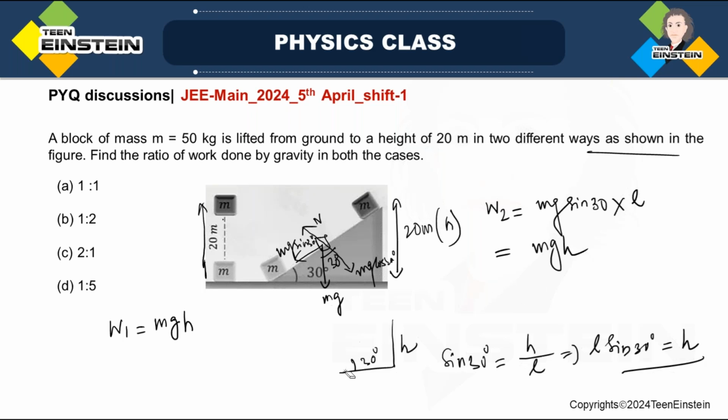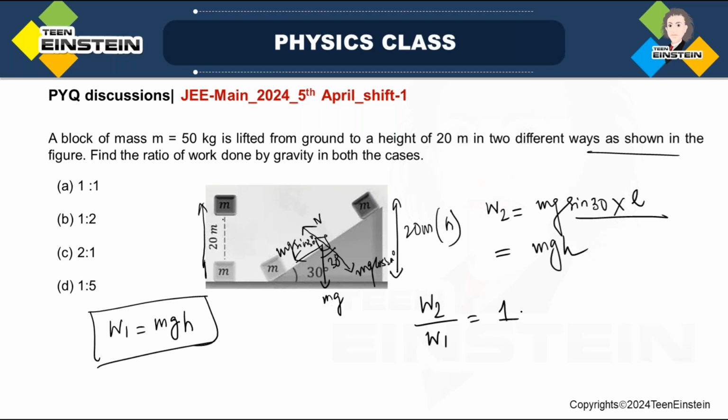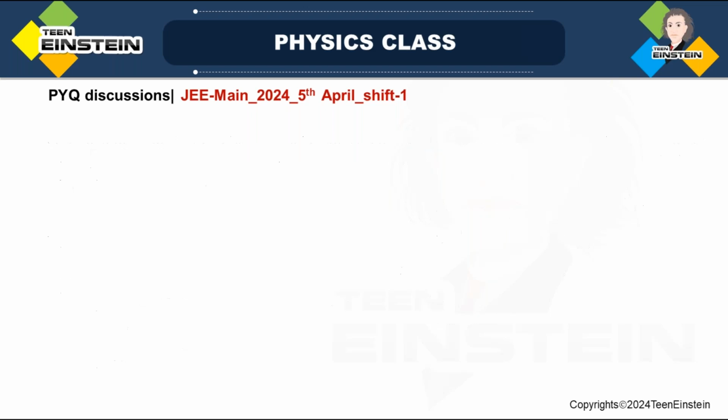So look here, the work done in both cases actually will be the same. In this case also it is mgh directly, and in this case also it is mgh, where L sine theta is nothing but h itself. Isn't it? So that's why W2 by W1 or W1 by W2 will be 1, right? So the ratio will be 1:1. I hope you have understood this. Let us go to the next problem.